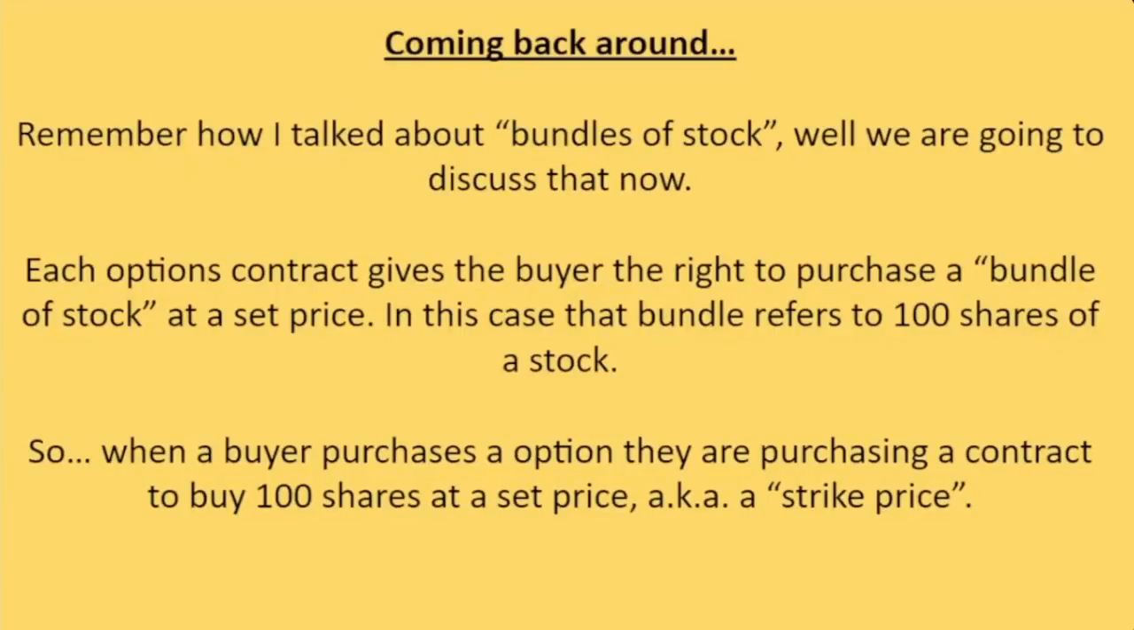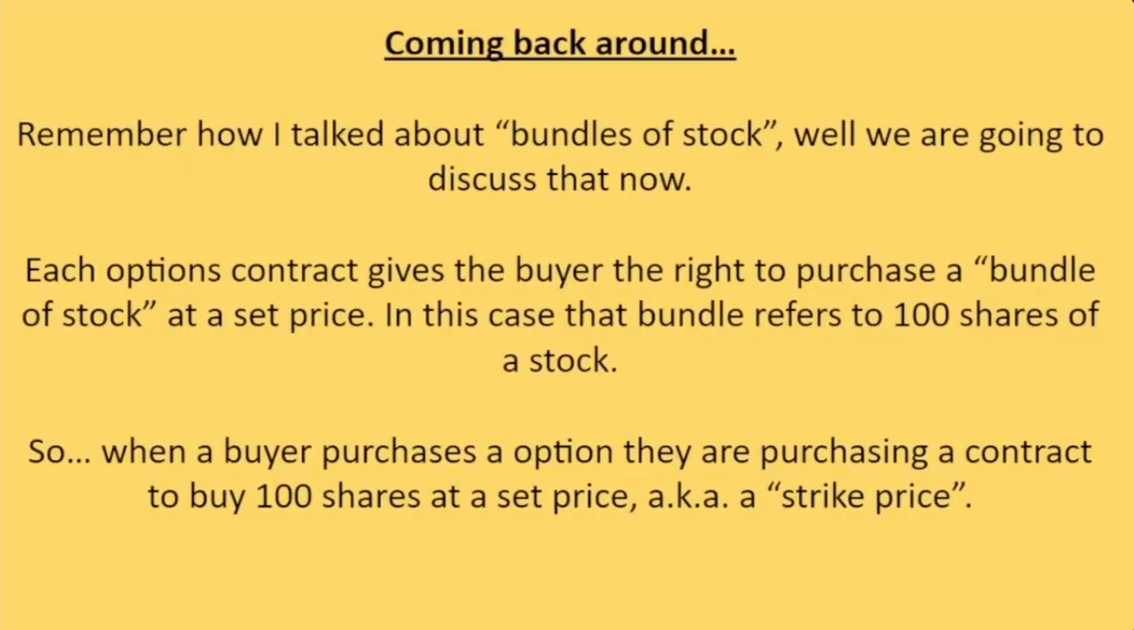So let's come back around to a couple things that we've already talked about, and we'll start to put pieces together here. Remember how I talked about the bundles of stock? We're going to go through that now. Each options contract gives the buyer the right to purchase that bundle of stock at a set price. That's the strike price inside the contract. In this case, the bundle refers to 100 shares of a certain stock.